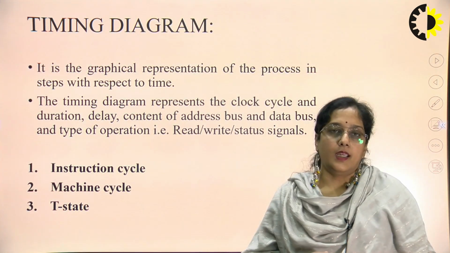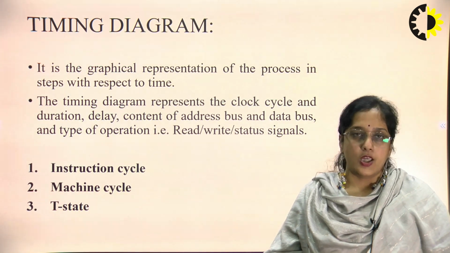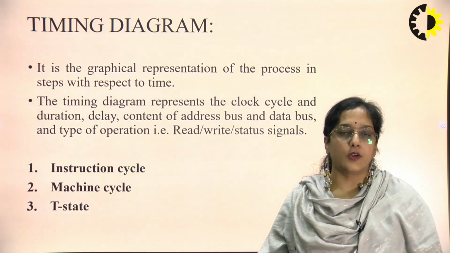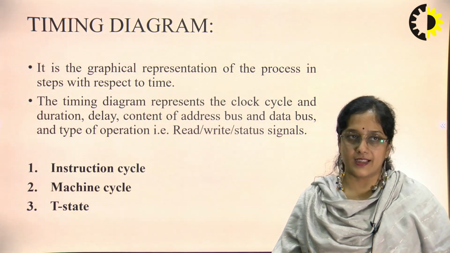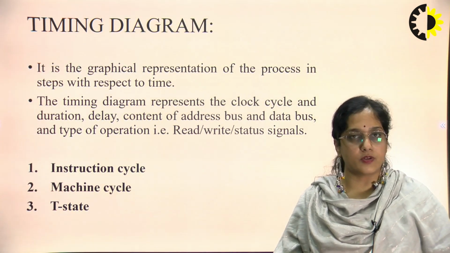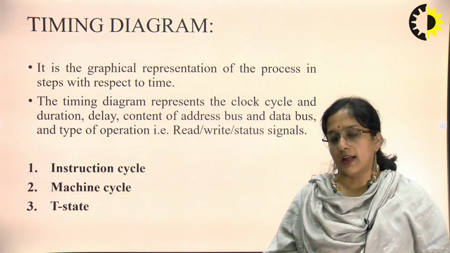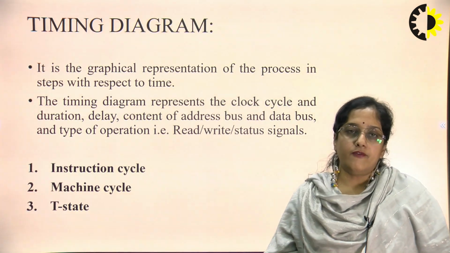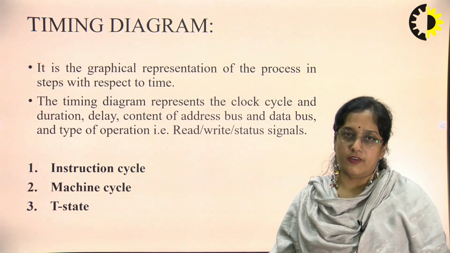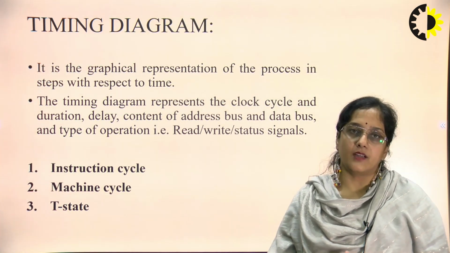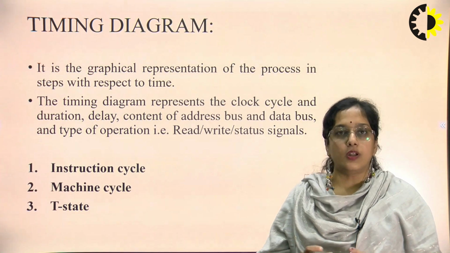Timing diagram is a graphical representation of how the microprocessor works. It represents the clock cycle, the duration, the delay. It also shows the content of the data bus, address bus, and what operation the microprocessor is going to perform while executing any instruction. So when we give an instruction to the microprocessor, in the case of 8085, we will take it as a timing diagram for 8085. An instruction consists of an opcode and operand.